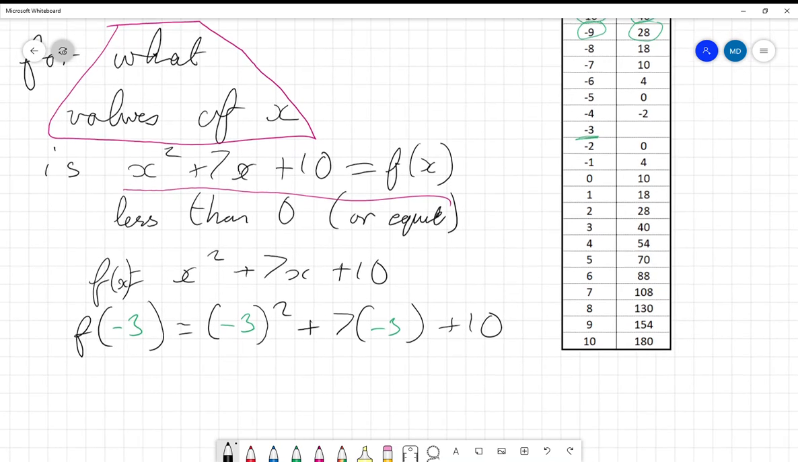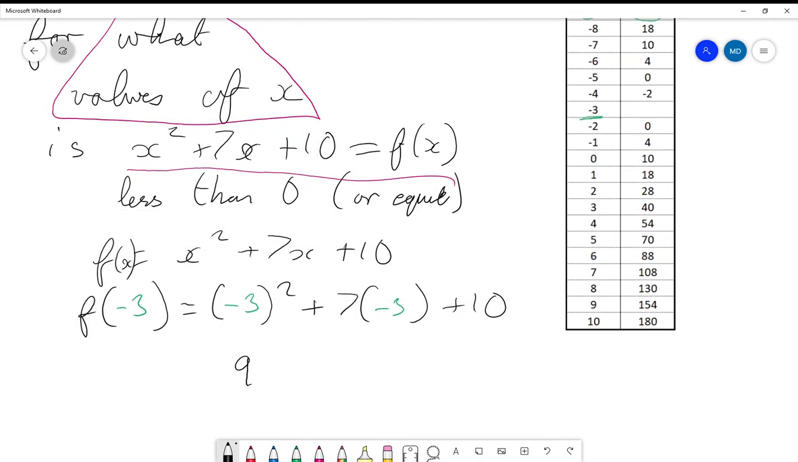And we can just work that out. Negative 3 squared is positive 9. 7 times negative 3 is negative 21. And then we're adding on 10. Working on that, we get negative 2. And so we can fill in this one here for negative 2.